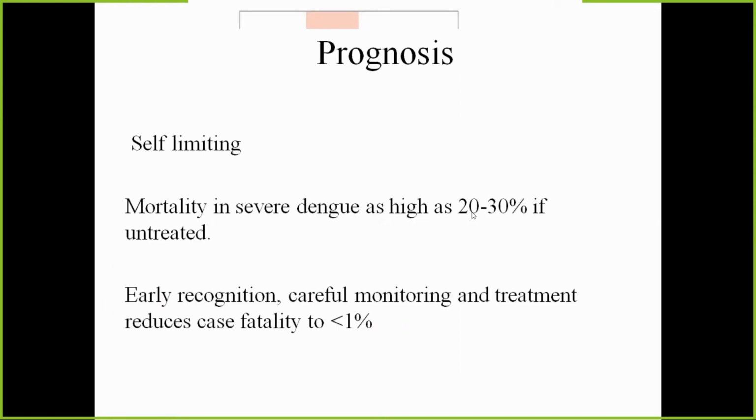So the prognosis: it's self-limiting. Mortality is seen in severe dengue. Severe dengue mortality can be as high as 20 to 30% if untreated. But by doing early recognition, careful monitoring, and treatment, we can reduce case fatality to less than 1%.